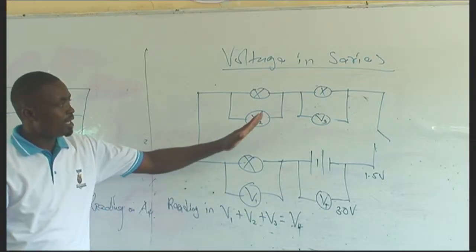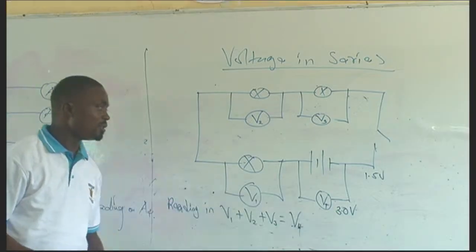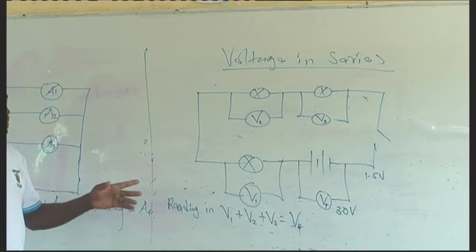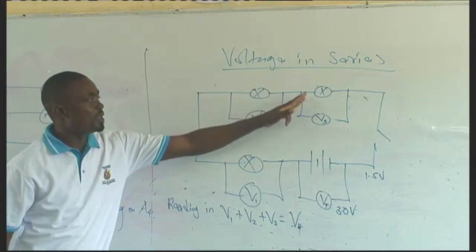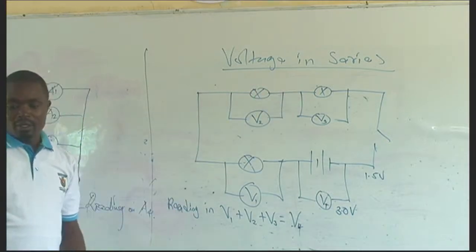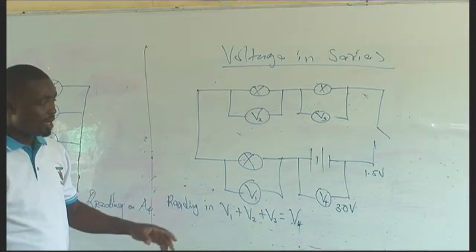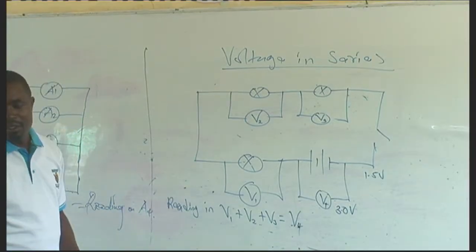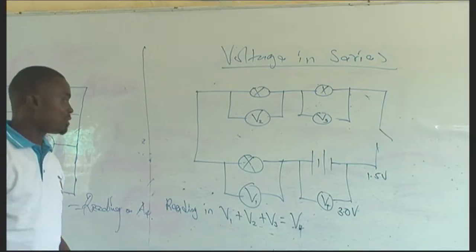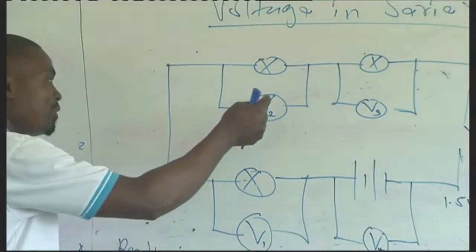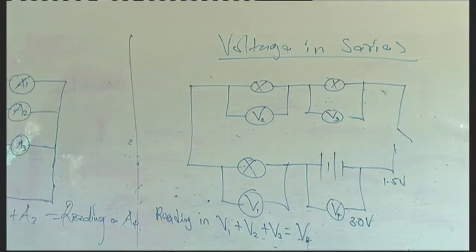So the reading here plus the reading here plus the reading here will always be the same as the total supply voltage. That means the readings may be different depending on the strength or the resistance of these lamps, of these bulbs. Now, we can say, therefore, in conclusion, that when components are connected in series, then the sum of voltage across each component is the same as the total supply voltage, which is 3 volts for that particular point.